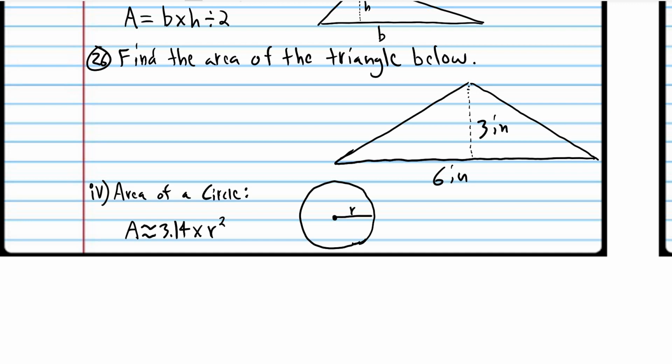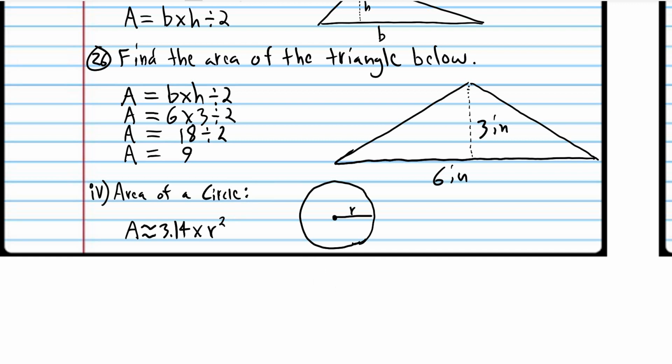All right, let's try 26. So area of the triangle is equal to base times height divided by 2. I just rewrote the exact same formula as we had up there. So now I'm going to plug in the numbers. The base is 6, the height is 3. And then I'm going to follow order of operations. We have multiplication and division, so we do the operation farthest to the left, which is multiplication. 6 times 3 is 18. And then 18 divided by 2 is 9.